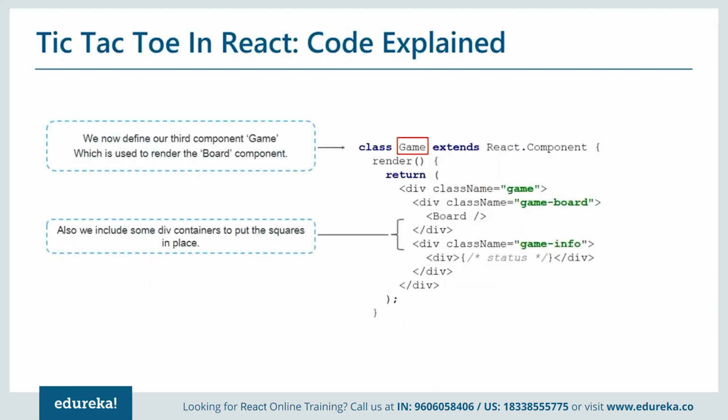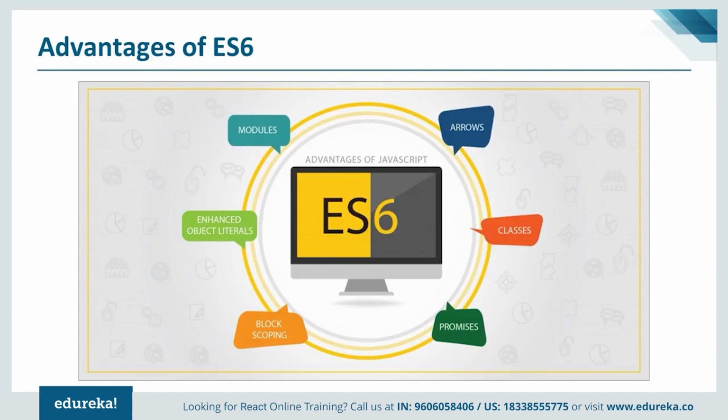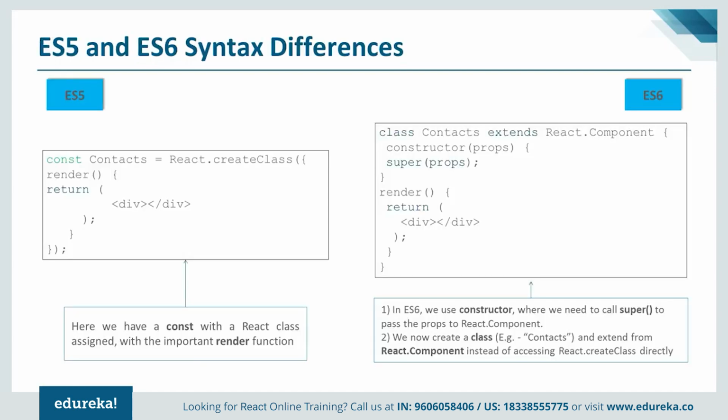Finally, we have the third component, the Game component, which is what gets displayed and is used to render the Board component. As you can see here, we are displaying the Board component. So that was all about the refactoring of ES5 to ES6, and we also talked about the advantages of ES6 in detail. I just want to quickly repeat the basic differences, or how you can refactor your code from existing ES5 to ES6.